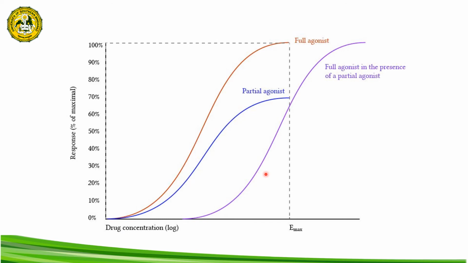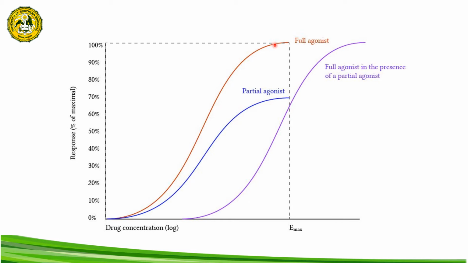This is a concentration response curve of what happens when we administer a full agonist with a partial agonist. If a partial agonist drug is used at the same time as the full agonist and they both act on the same receptors, the partial agonist will compete with the full agonist for the limited, or finite, number of binding sites.